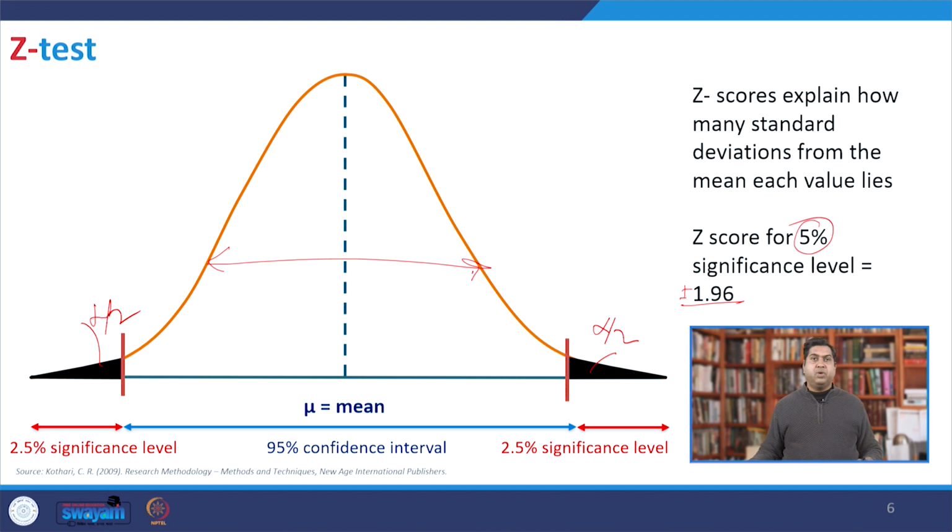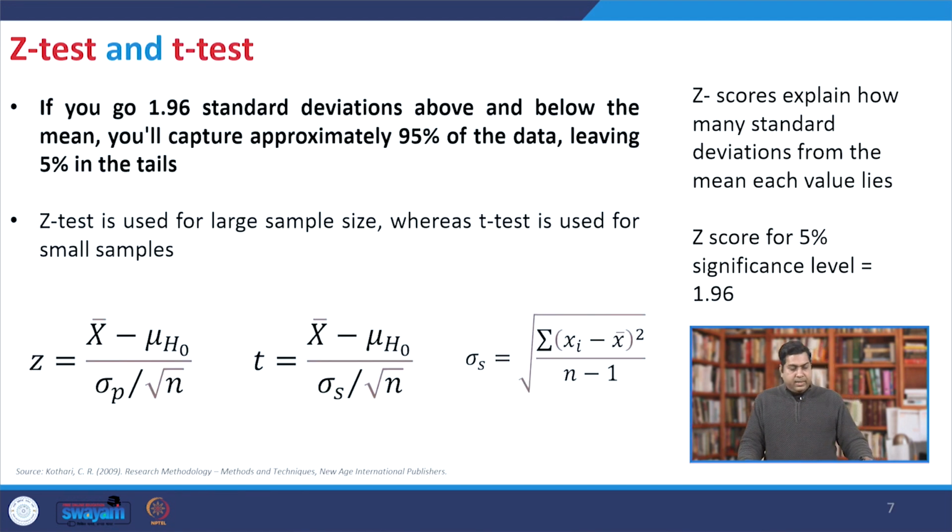There are a few other one tail tests too, but for two tail we normally go in most of the cases. So, I am referring to that value. Now, the Z test and T test almost look similar, but there are certain basic assumptions for when you can go for a Z test or a T test. If you go 1.96 standard deviations above and below the mean, you will capture approximately 95% of the data. So, that is basically the confidence interval.